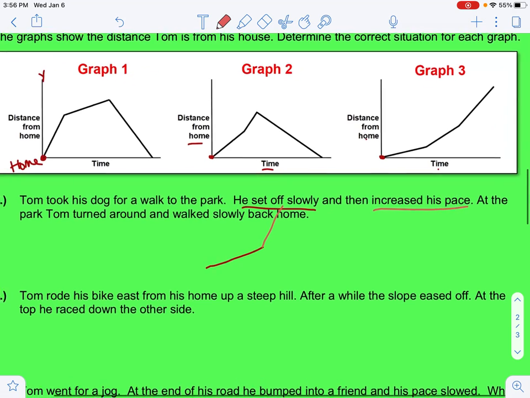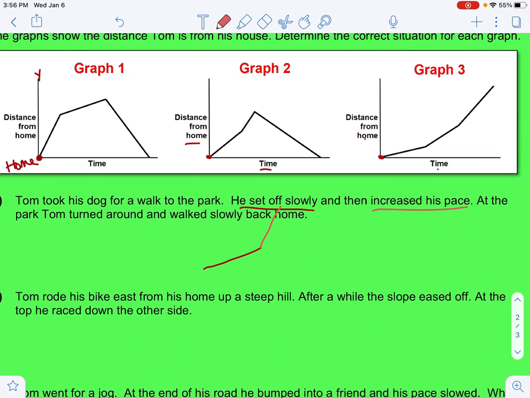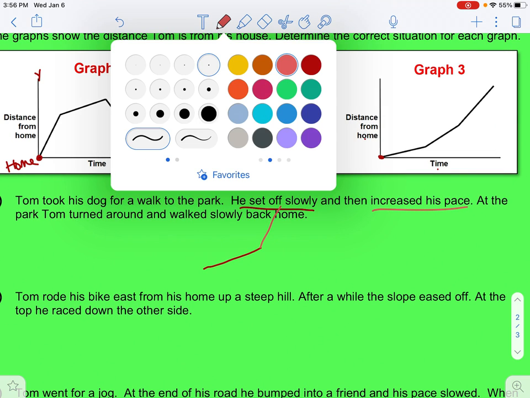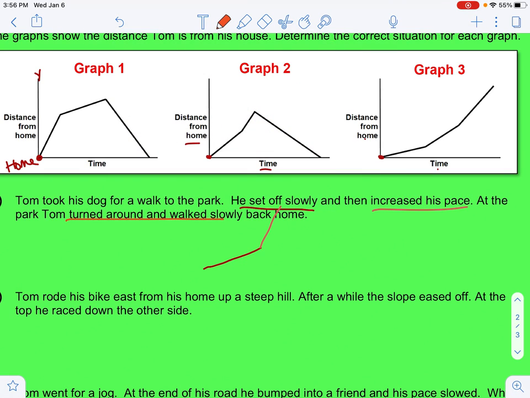Okay, and then lastly, at the park, Tom turns around and then he walks slowly back home. So he's turning around and going back home. That means he's going to end up back here somewhere. So he's slowly going back home. Alright, so looking at one of these graphs, which graph looks the most like it?